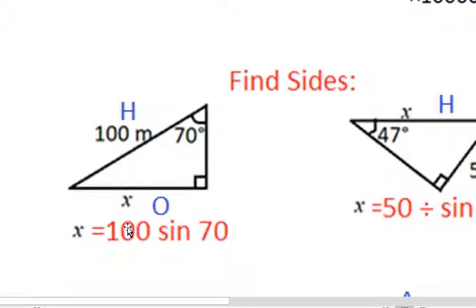Now, how do you know where to put the 100 and the 70? Well, we start with our side that is given, 100. We decided that we were going to use sine earlier on because we had the O and the H when we labelled it. So we've got sine, and then we've also got 70 degrees. You always end with your angle at the end. So that's our answer, 100 sine 70. Press equals on the calculator and you end up with your value for x.